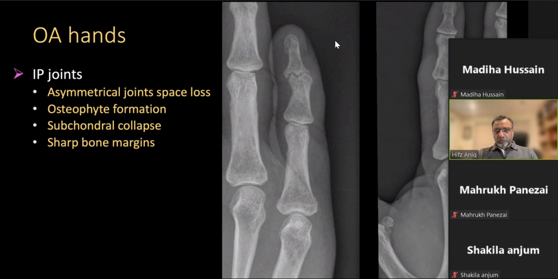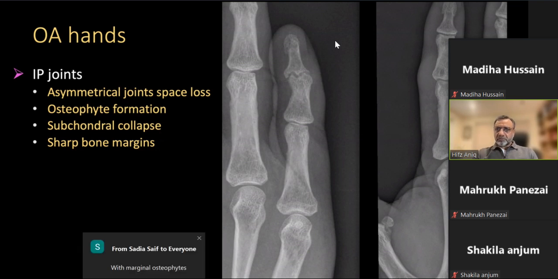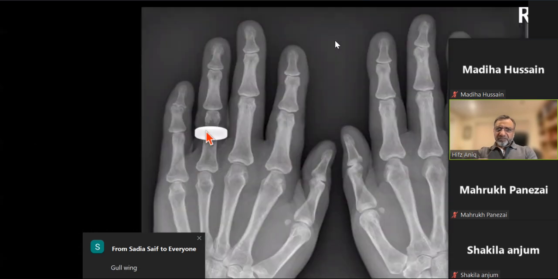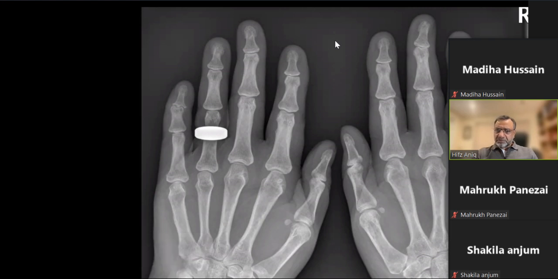So, DIP joint involvement, osteophyte formation, possible subchondral collapse, and sharp margins: osteoarthritis. Okay. Now, in this case, look at both sides. So it is symmetrical now, but the problem is the same. Osteophyte formation, a kind of jigsaw type of appearance of the IP joint of the little finger. It is asymmetrical because marginal osteophytes are more prominent on one side. Again, bone margins are very sharp, so it is typical of osteoarthritis because the location is typical, the appearance is typical.